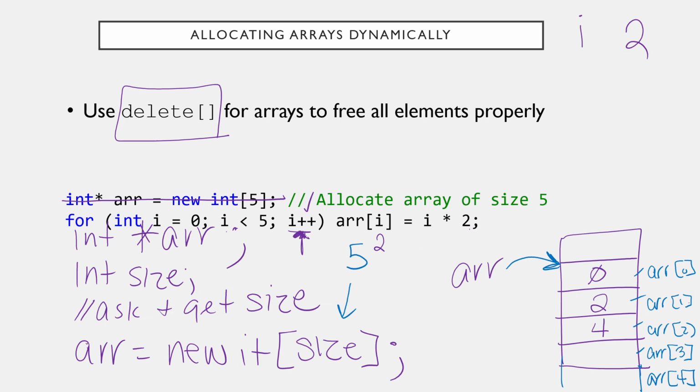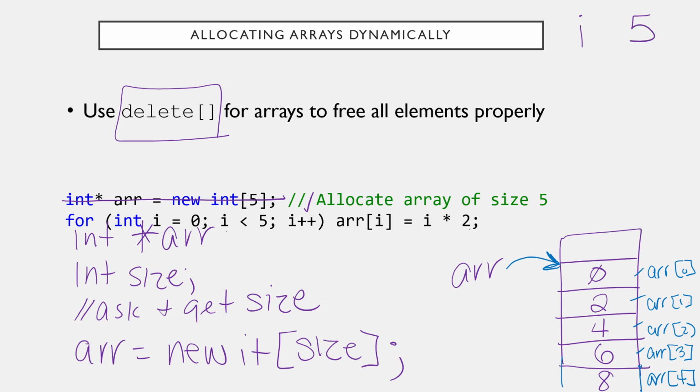Now we're going to change i to 3. Is 3 less than 5? Yes, 3 is less than 5. So 3 times 2 is 6. So array at index 3 is a 6. Now we're going to change it to a 4. Is 4 less than 5? Yes, it is. So 4 times 2 is 8. So now this one is going to be 8. And now we're going to change i to 5. And now this loop is going to stop.